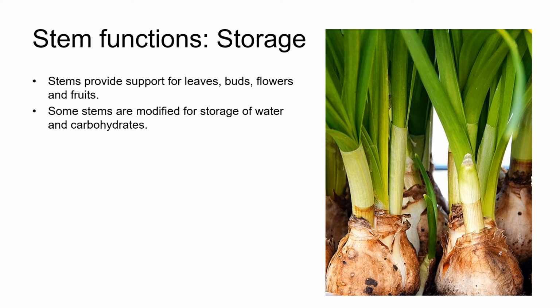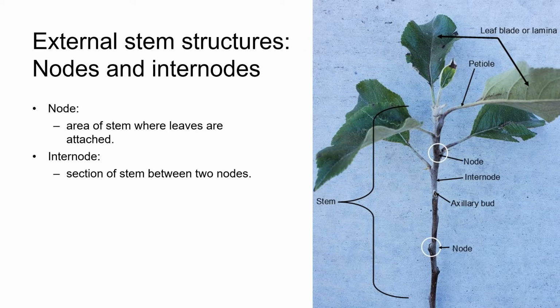Let's take a look now at some of the external stem structures that are important in propagation. In the picture on the right, you can see part of a stem from an apple tree. This section of stem has several nodes, which are the points of attachment for leaves. The section of stem between each node is called the internode, and the length of the internode varies between species. It can be quite long, sometimes up to 30 centimeters or a foot in some climbing plants, or it can be extremely short, perhaps barely a couple of millimeters.